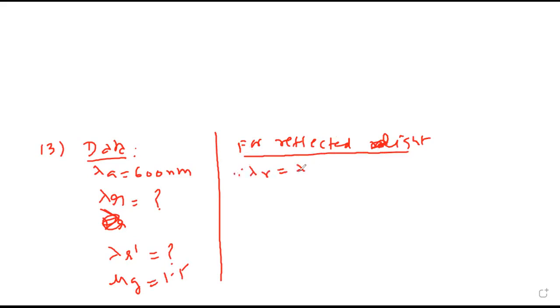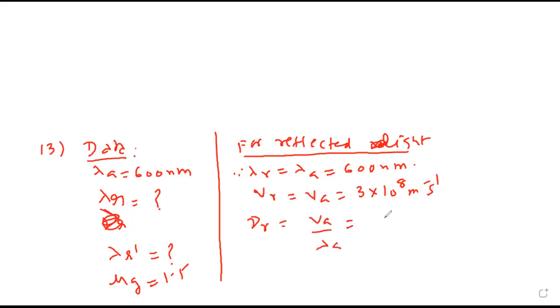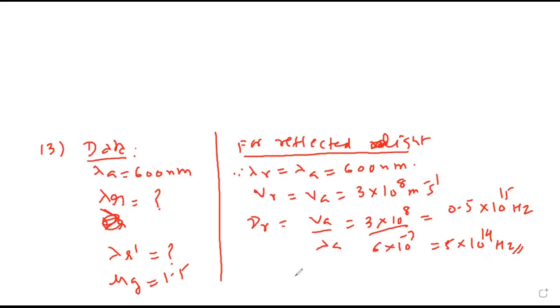Lambda R is same as lambda A, which is 600 nanometer. Speed of reflected light is same as that in air, so 3 into 10 raised to 8 meter per second. Then they want frequency of reflected light. This is nothing but c upon lambda A, so 3 into 10 raised to 8 upon 6 into 10 raised to minus 7. 0.5 into 10 raised to 15 hertz, which is same as 5 into 10 raised to 14 hertz.